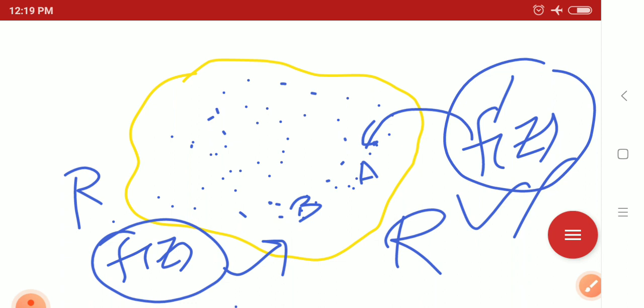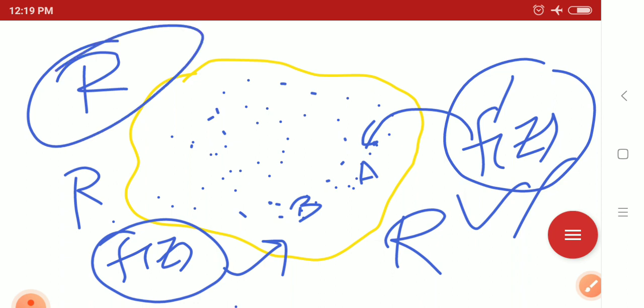Actually, analyticity is a property of a region, not of any point. That means if the derivative of a function exists at all points in a region R, then that is an analytic function, and it is also known as a regular function or holomorphic function.